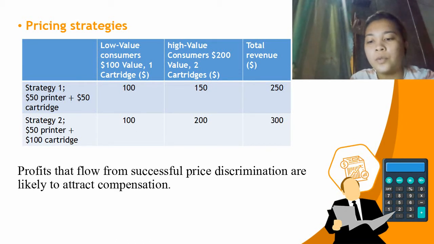In row 2, we see that the firm could do better by giving away the printer and charging $100 for each cartridge. In this case, the low-value consumers pay $100 and the high-value consumers pay $200. Profits that flow from successful price discrimination are likely to attract competition.